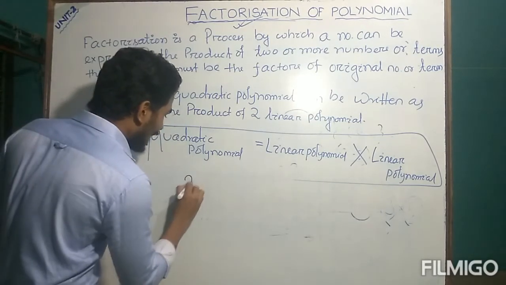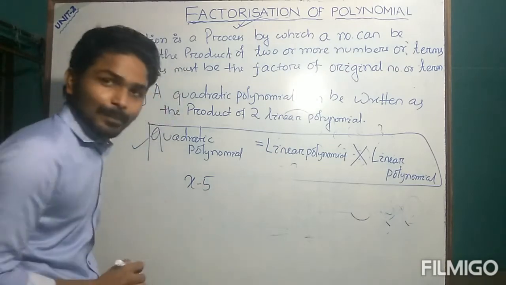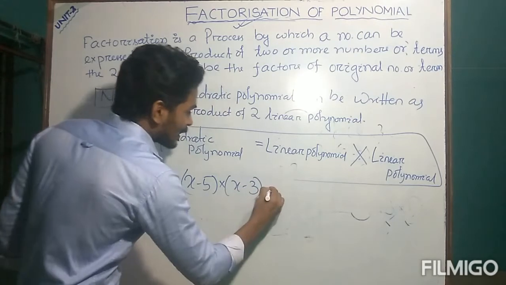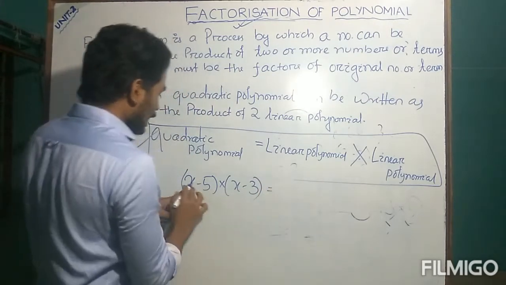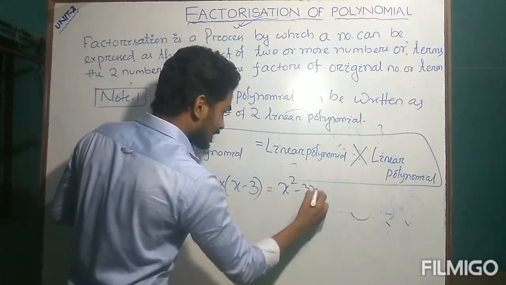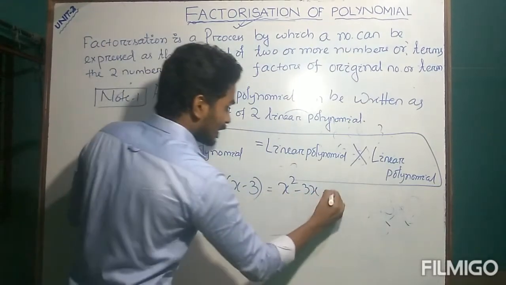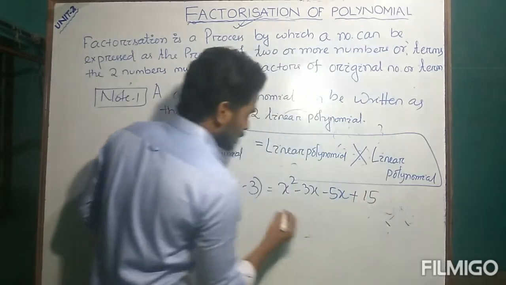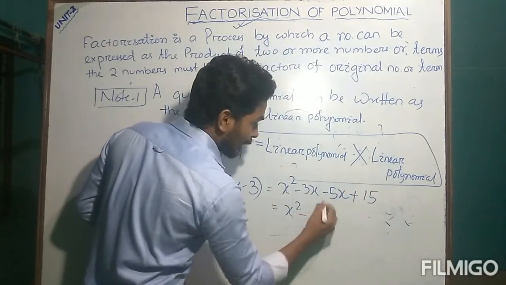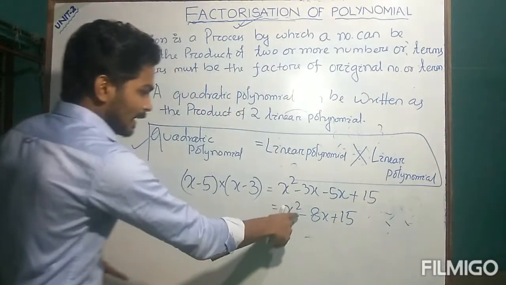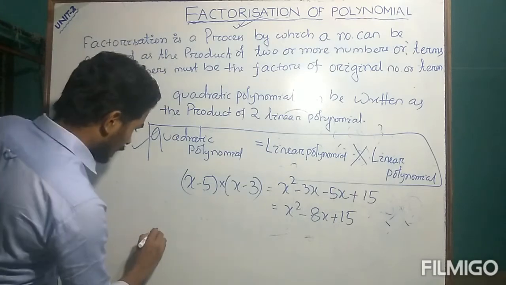Suppose we multiply (x - 5) into (x - 3). It will give x² - 3x - 5x + 15. So after solving, x² - 8x + 15. Let us write it conversely.